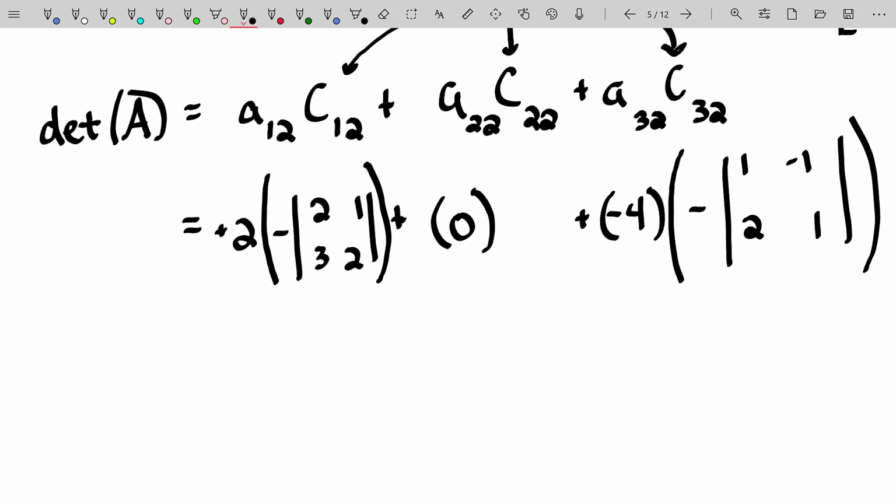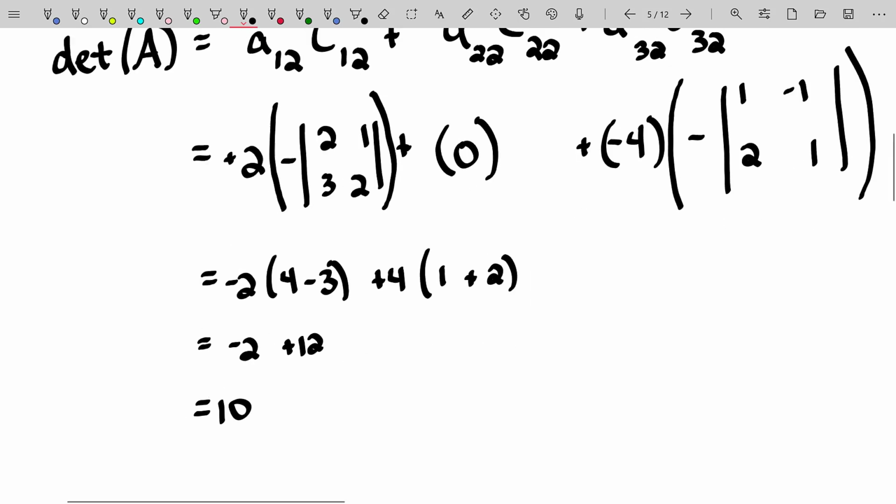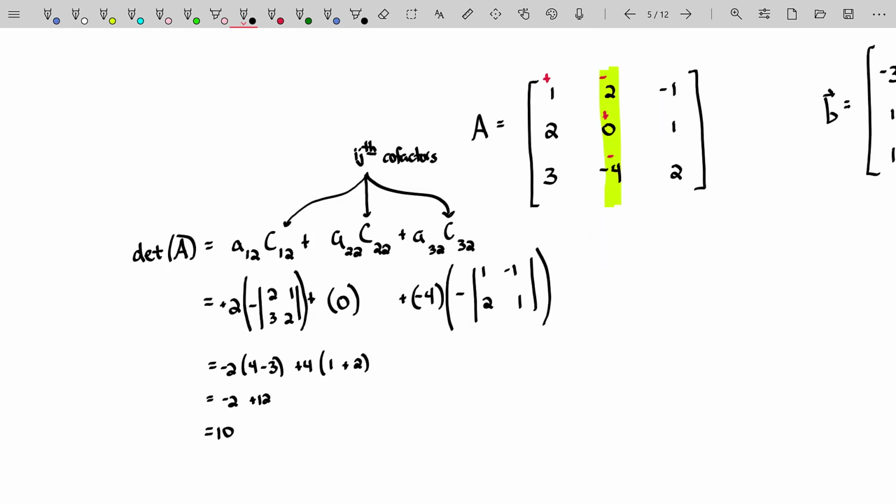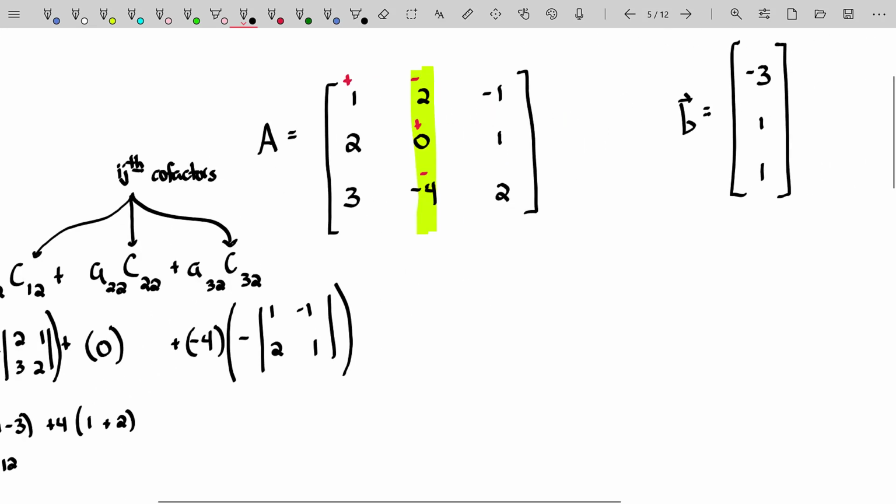So let's go ahead and compute this out. So I get that the determinant of A is equal to 10. Now to use Cramer's rule, you'll have to do 3 more determinants because this is a 3 by 3 matrix. Each is the determinant of a matrix where a column has been replaced by the vector B. So let's go ahead and do those here.